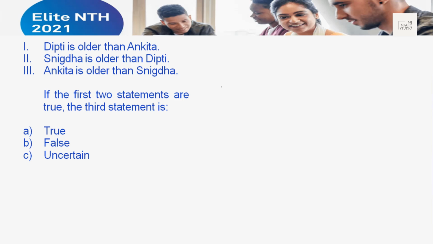So we have 3 statements. First says Deepti is older than Ankita. So can I say D's age is more than Ankita's? Snigdha is older than Deepti. And the third one says Ankita is older than Snigdha.